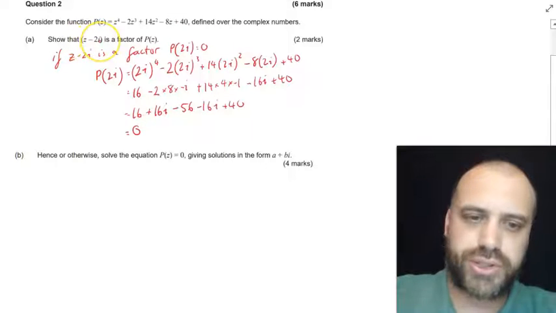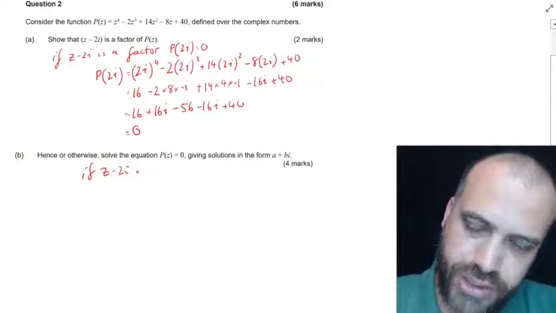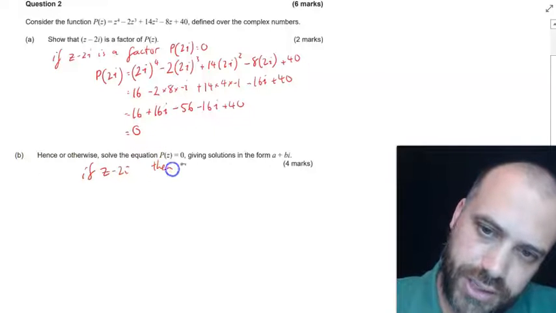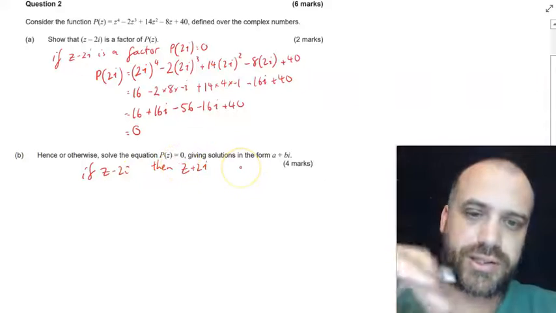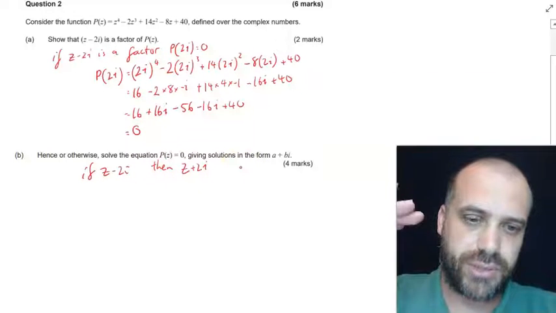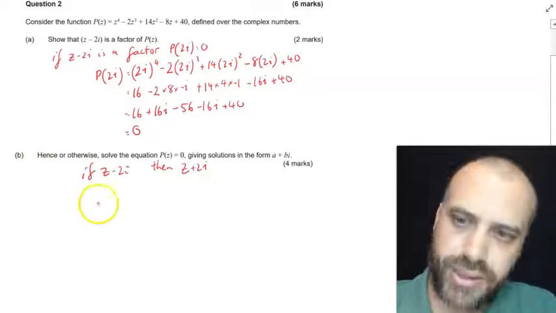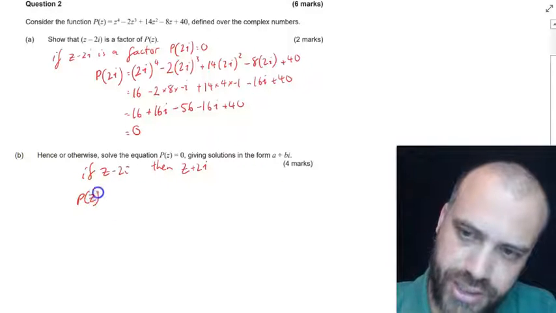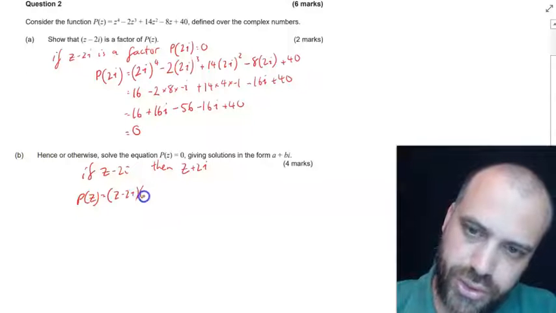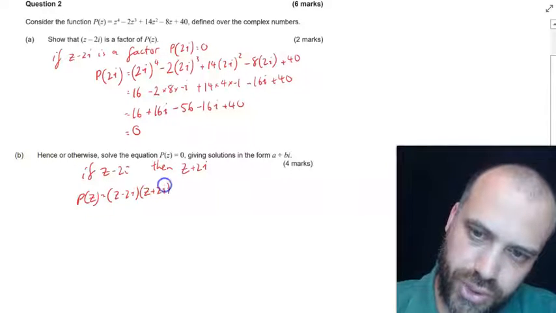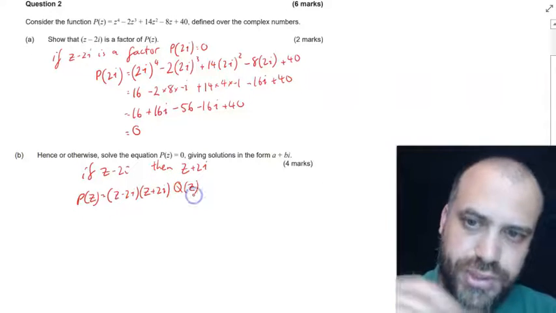So if z minus 2i is a factor, then z plus 2i is a factor. You can write "is a factor" there, but okay. So we've got z minus 2i and z plus 2i. So what does that mean for us? It means that the function p(z) is equal to z minus 2i times z plus 2i multiplied by some other function which we'll call q(z).